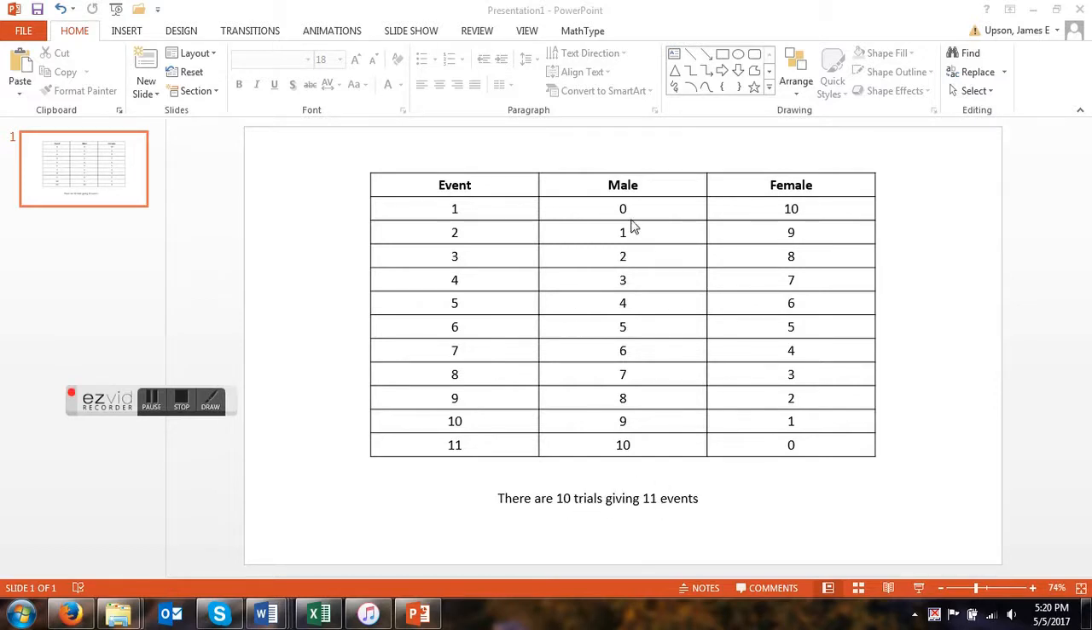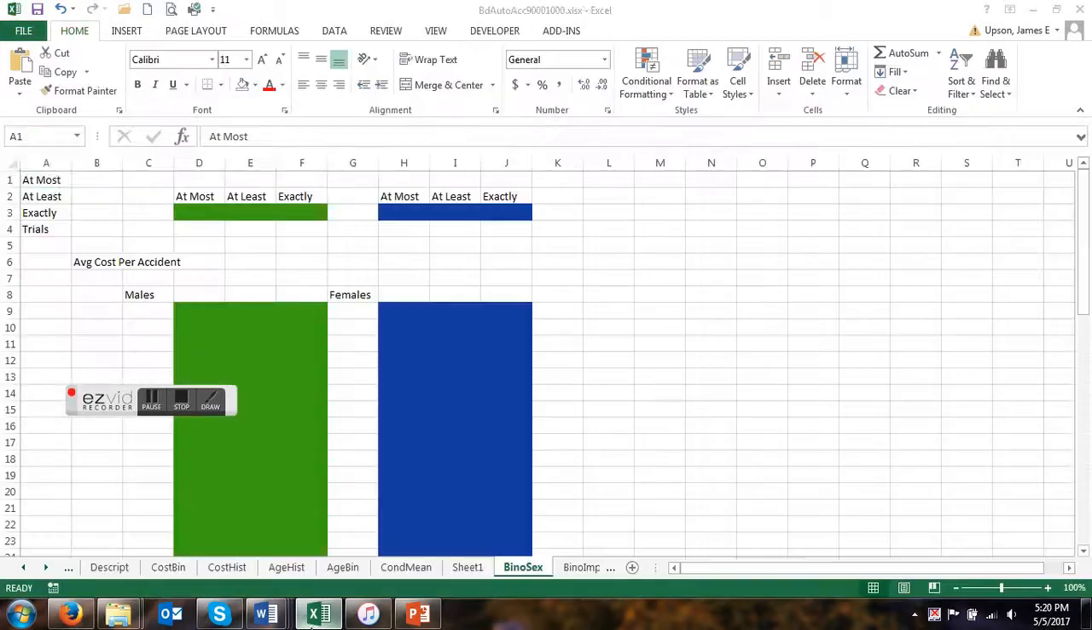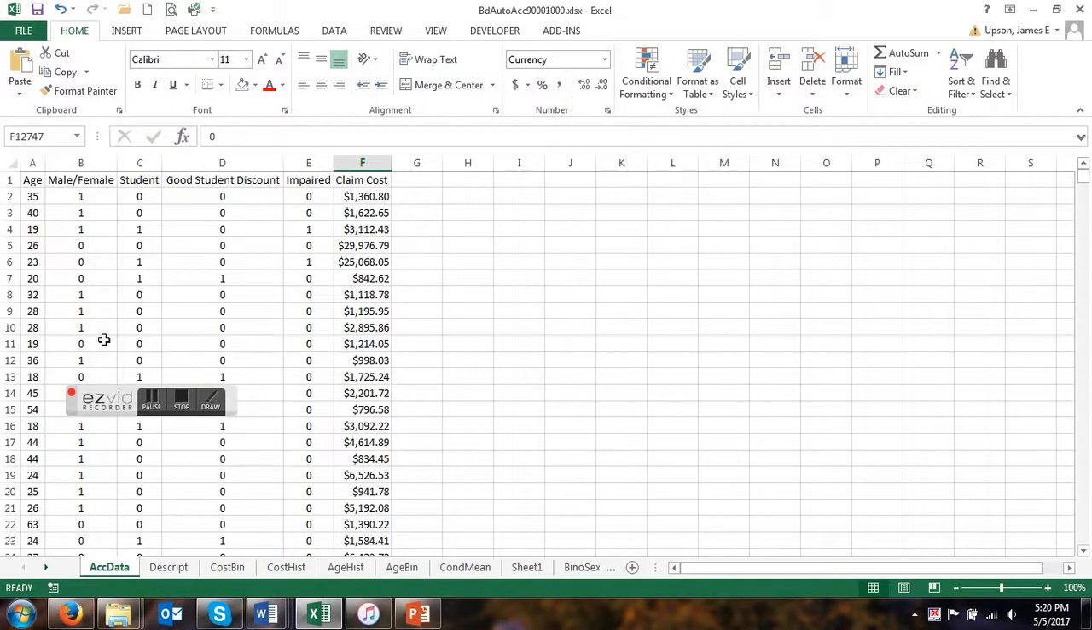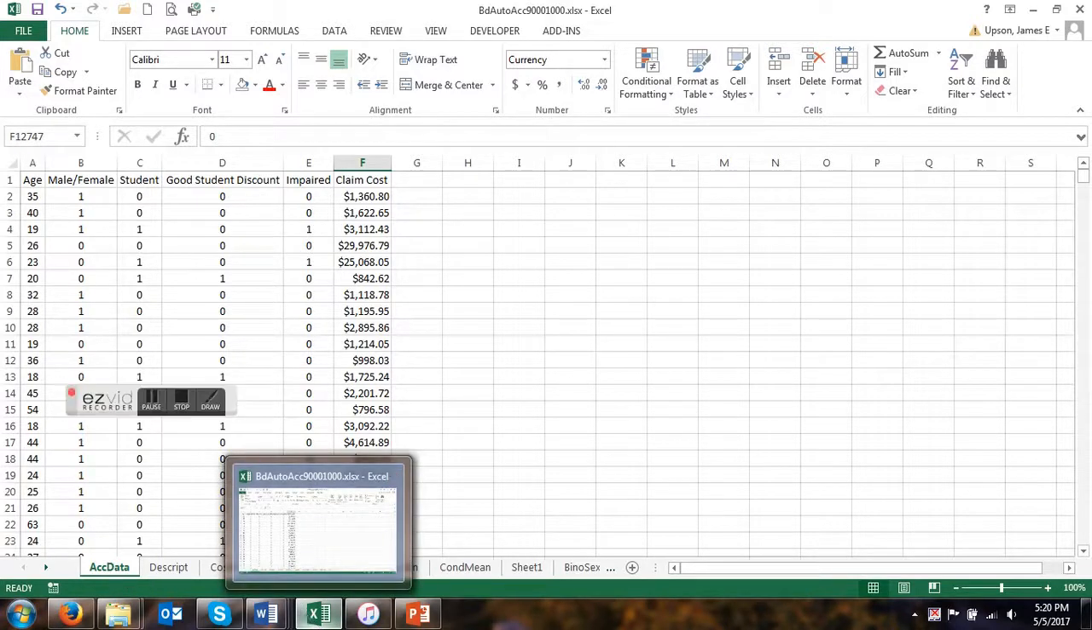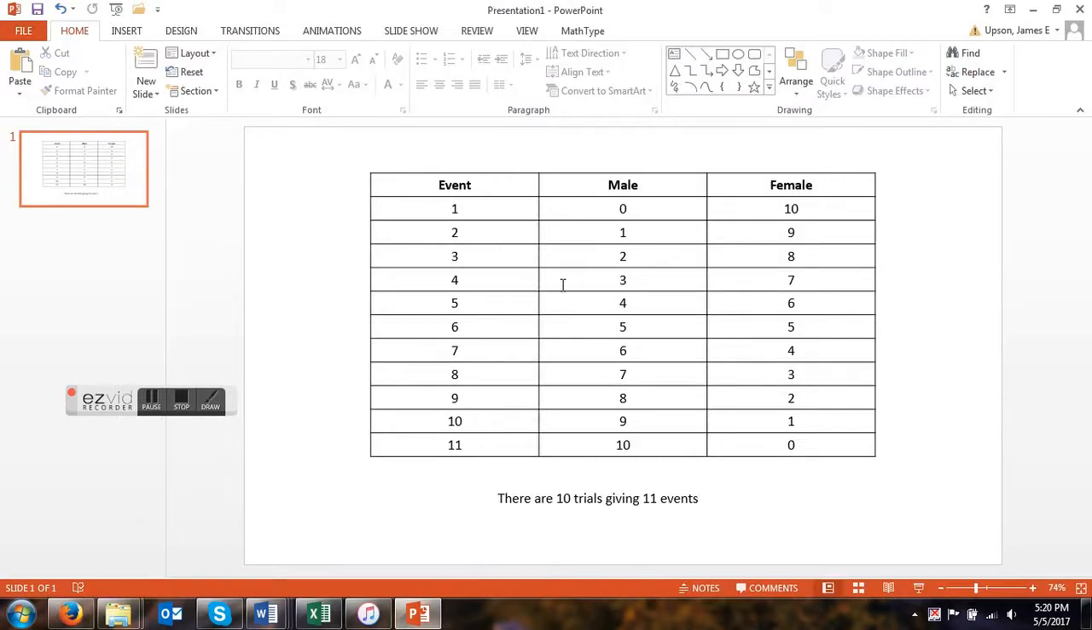If we're looking at a male-female distribution from our data, which is one of the binomial variables that we actually have, whether the driver was male or female, and we consider 10 trials, we have 11 events. The first event being 0 males, 10 females. Second event being 1, 9, etc.